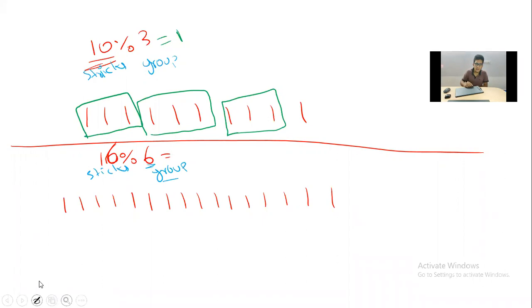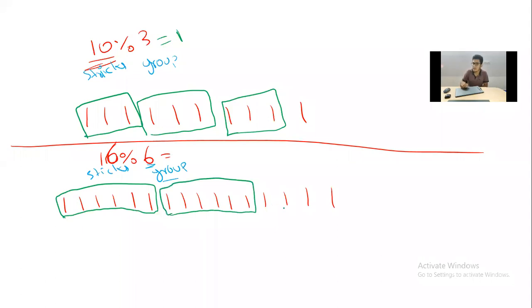So I will go back here and count 1, 2, 3, 4, 5, 6. I have grouped. Then 1, 2, 3, 4, 5, 6. I have grouped. Now, how many more sticks are remaining? Yes, 4 more sticks are remaining. That's why the answer is 4.